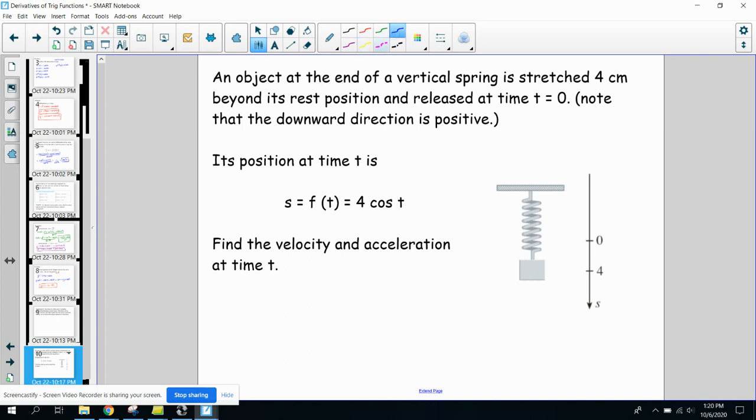So if I want to find the velocity at t, that is just the derivative of the position. So that's going to be s prime, or in this case, f prime of t. You're just taking the derivative of this. I have the 4, which is my constant, so that's going to just stay. The derivative of cosine of t is going to be negative sine of t. So I'm going to have negative 4 sine t. Okay, that is my velocity.